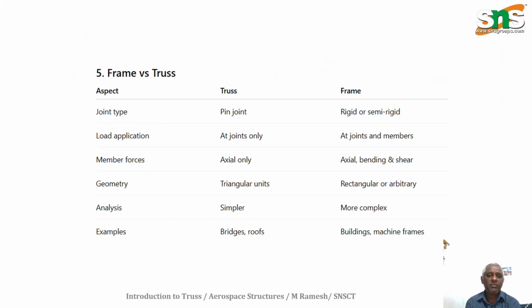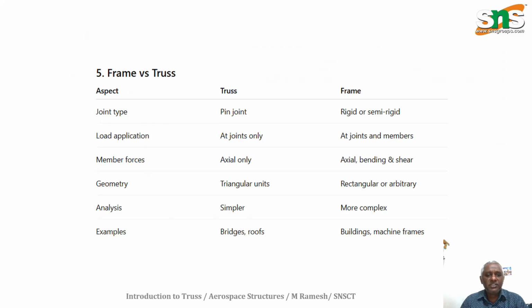But in a frame, loads can also act along the members. Here, a clear picture of frame versus truss is given, as well as joint type. For a truss, it is a pin joint, but for a frame, it is not a pin joint; it is a rigid or semi-rigid one. Loads act only at the joints in a truss, but in a frame, at joints as well as on members.